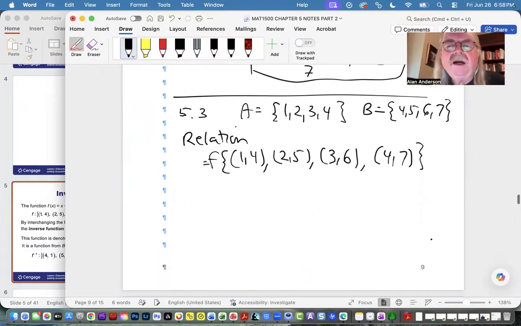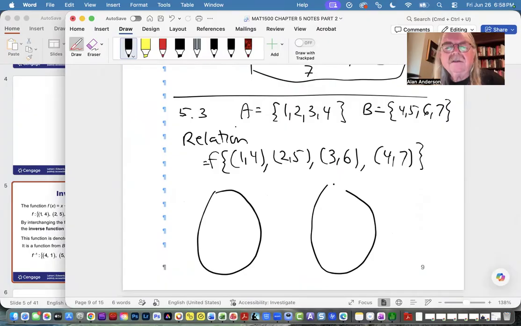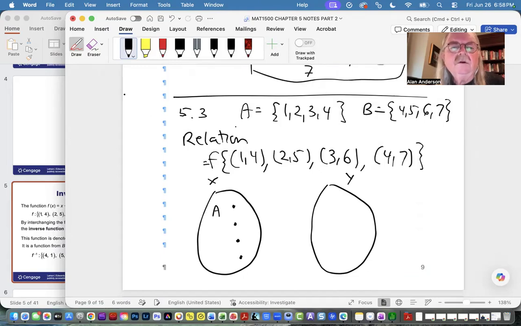Okay, now, sometimes you see this type of setup illustrated with a slightly different set of graphs here. Over here, we have our X's, here's our Y's. Whoops.